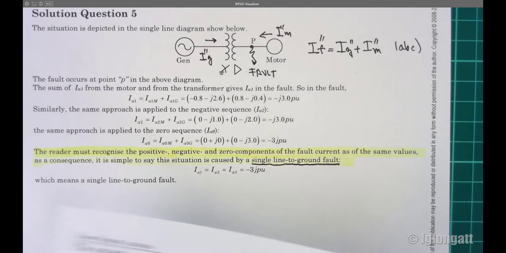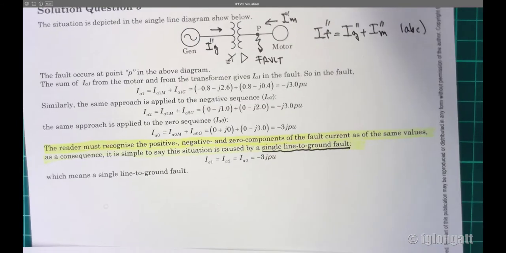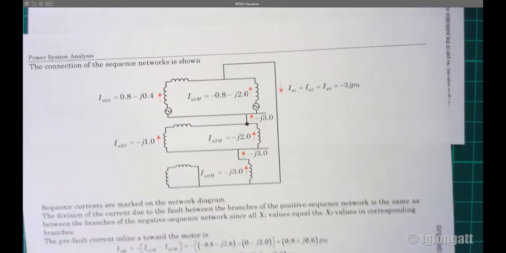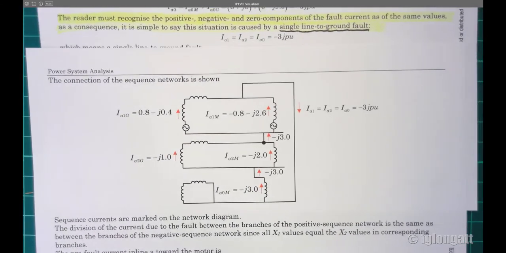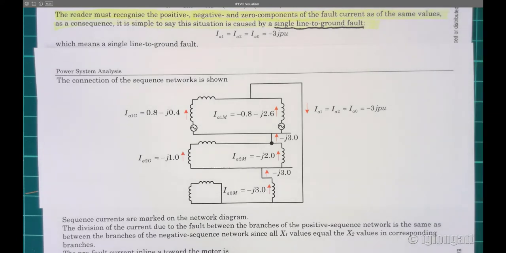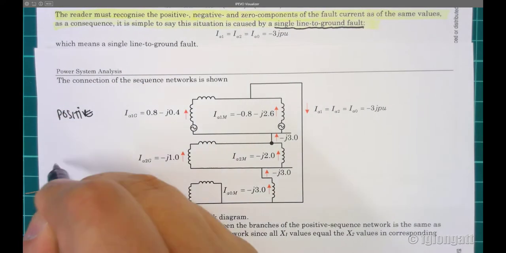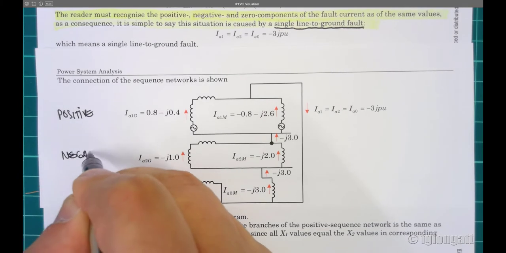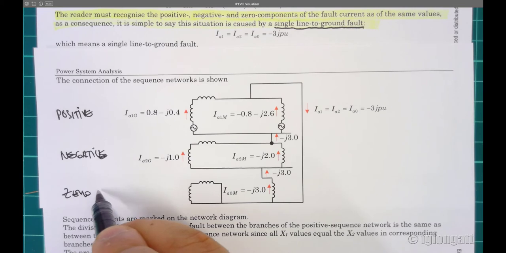What I will do now is show you, let me put it here, okay. What I am showing now is the interconnection. Remember, this is the positive sequence, this is the negative sequence, and this is the zero sequence.